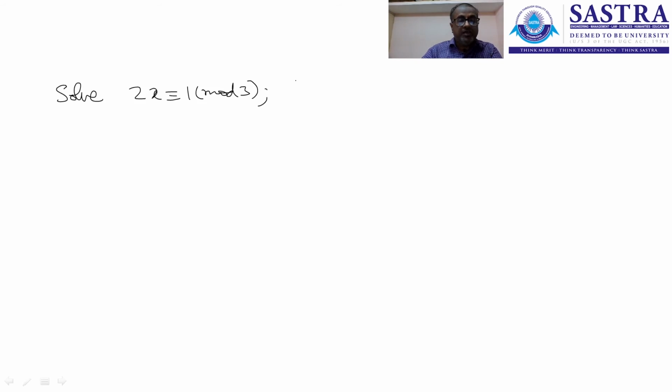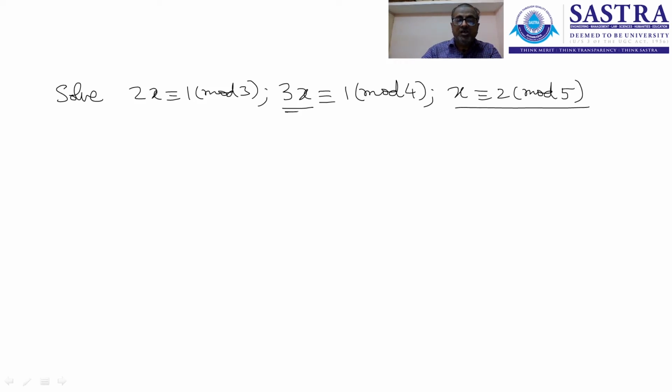The next one would be 3x congruent to 1 mod 4. And the next one would be x congruent to 2 mod 5. Okay, so I don't have a problem with this equation, but here I have a problem with this. I have 3x here, here I have 2x.